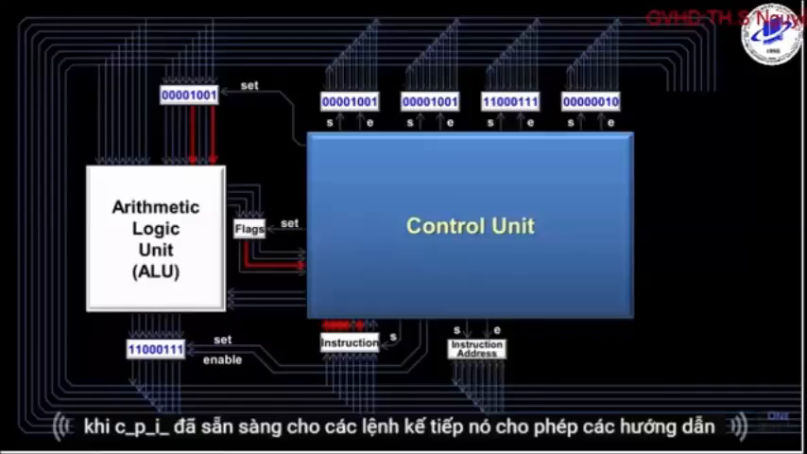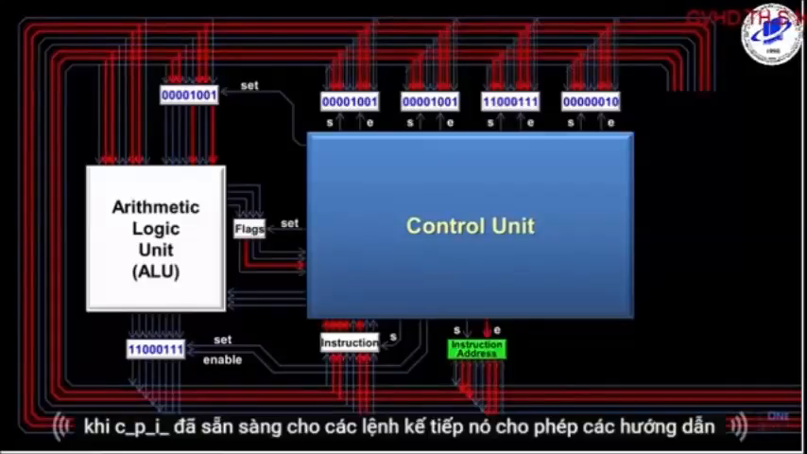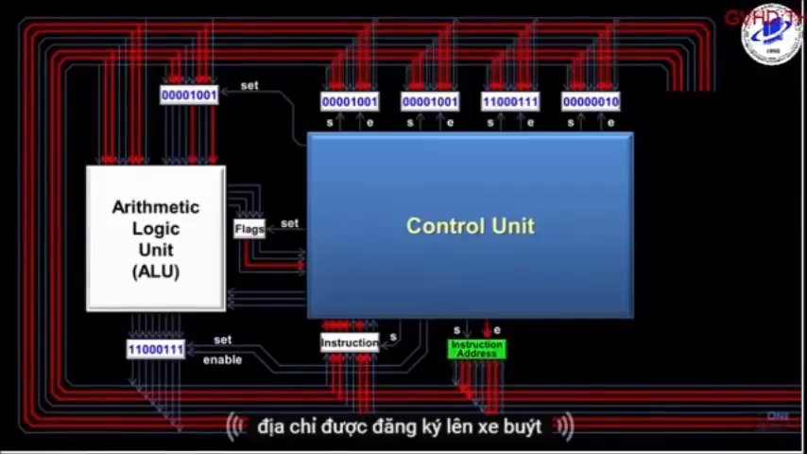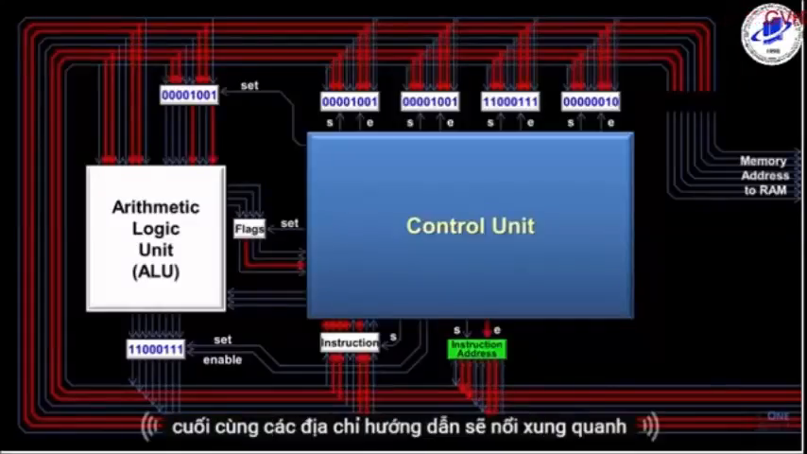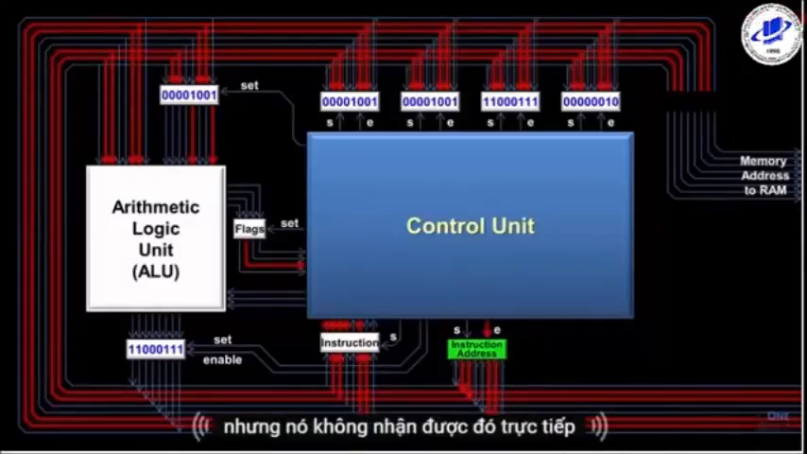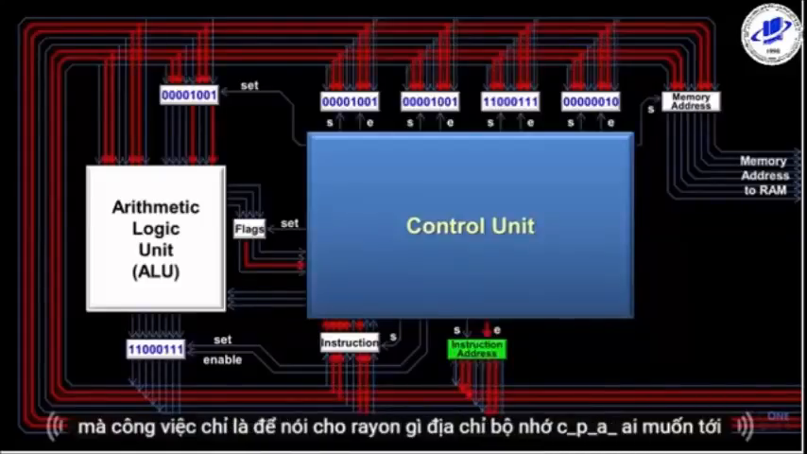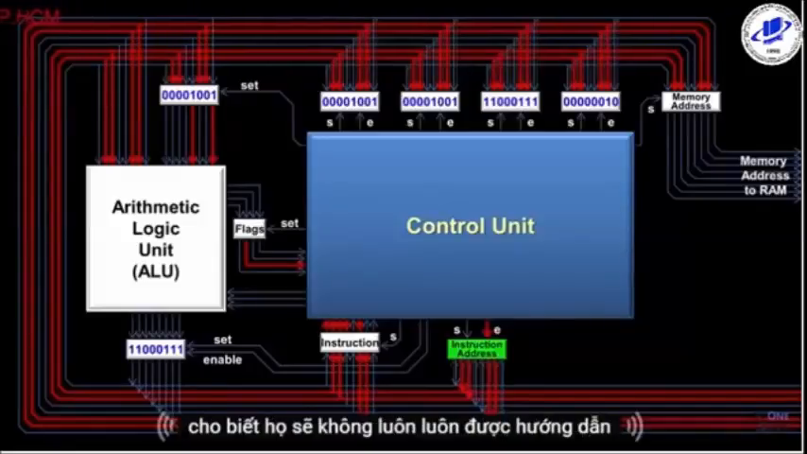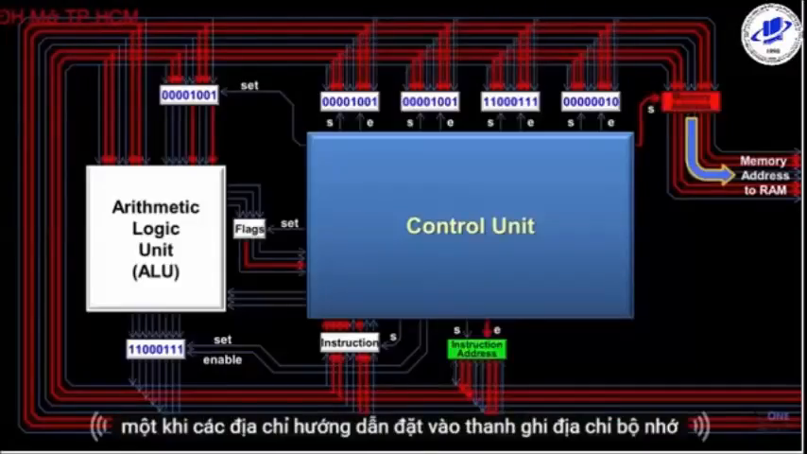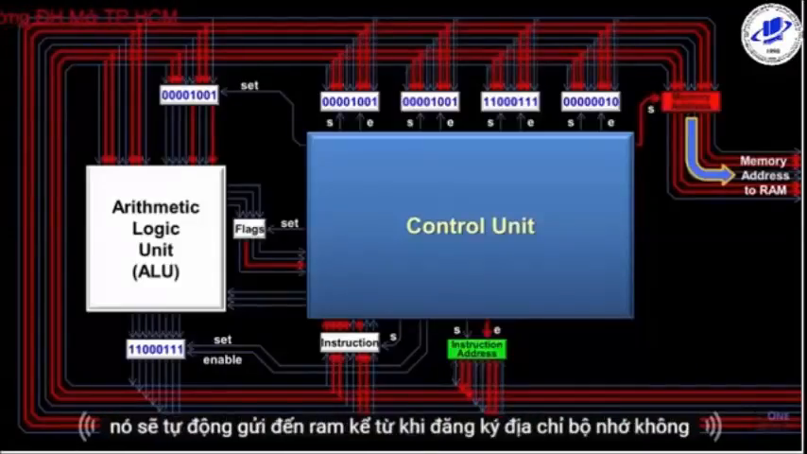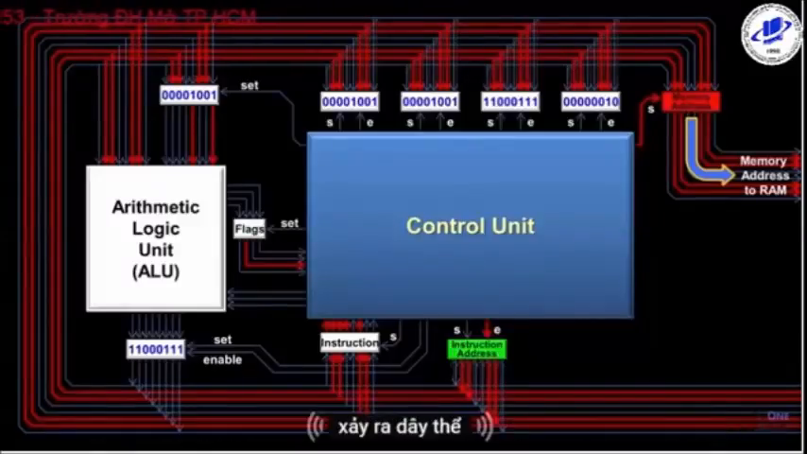When the CPU is ready for the next instruction, it enables the instruction address register onto the bus. Eventually, the instruction address will flow to RAM, but it doesn't get there directly. There is an intermediary register called the memory address register, whose only job is to tell RAM what memory address the CPU wants next, since it won't always be an instruction. Once the instruction address is set into the memory address register, it is automatically sent to RAM since the memory address register doesn't have an enable wire.